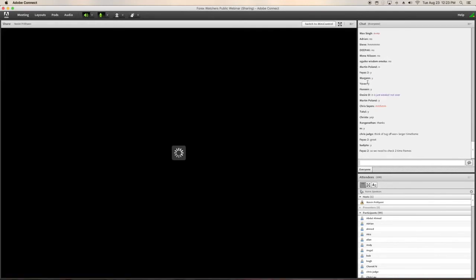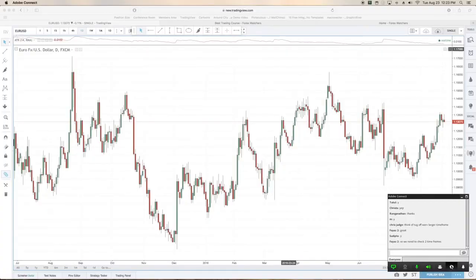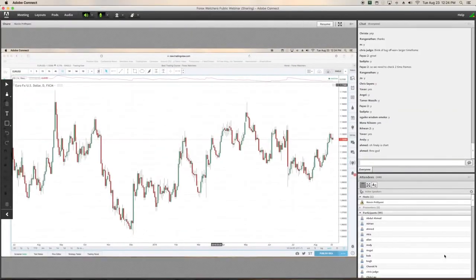My screen. Okay, charts visible? All right, good. Let's take a look at some stuff here. Now, I can actually take a screenshot. Okay. Do you see my red circle? Yeah, so everyone can see the chart.